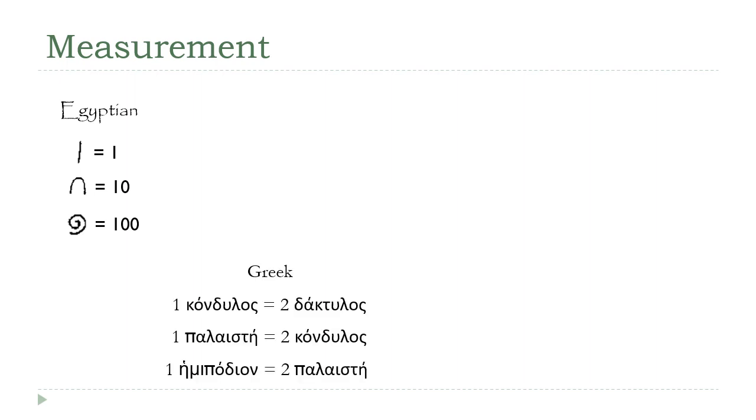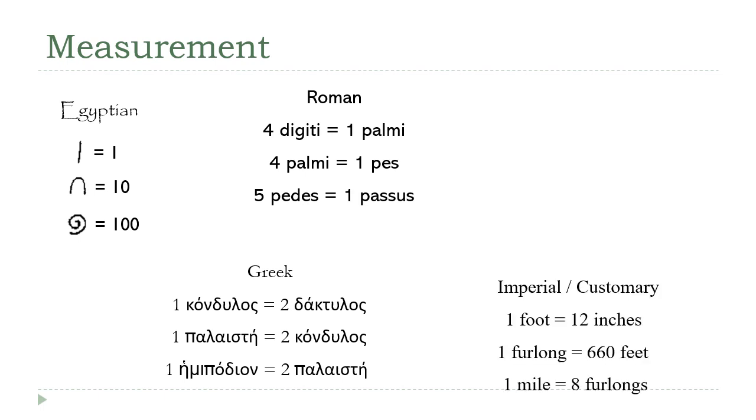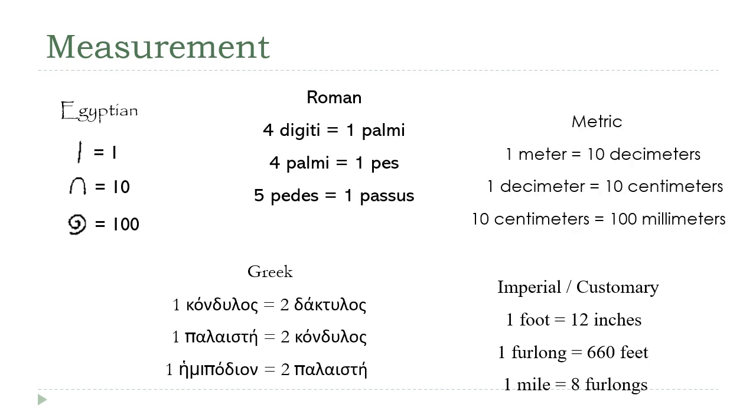Then the Greeks and Romans got in on the act, which ultimately led to the so-called Imperial system, endorsed by the British, and its close cousin, the U.S. customary system, both of which are still in use in various places today. And measurement would reach its modern peak in the late 18th century in France with the development of the metric system, which became the de facto standard for most of the world.